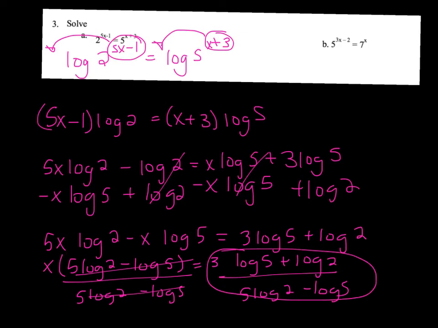Since we just used log, you can use the log button on your calculator. So 3 log 5 plus log 2, and then divided by, let's put parentheses around the numerator and the denominator. I got 2.97. So that would be your answer, 2.97. That's part A. We'll do B on the next page since we ran out of room.